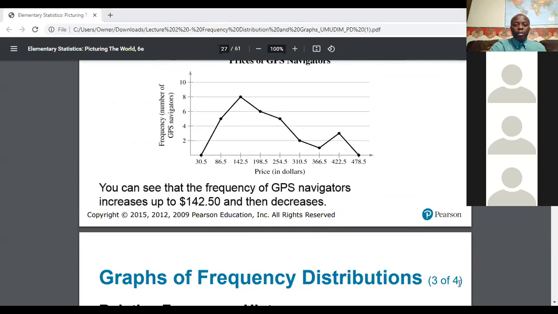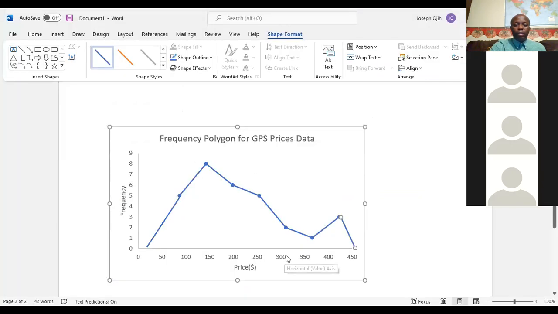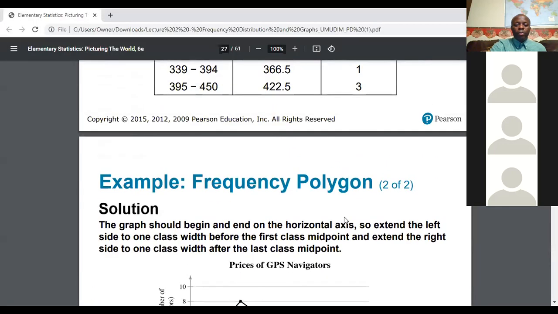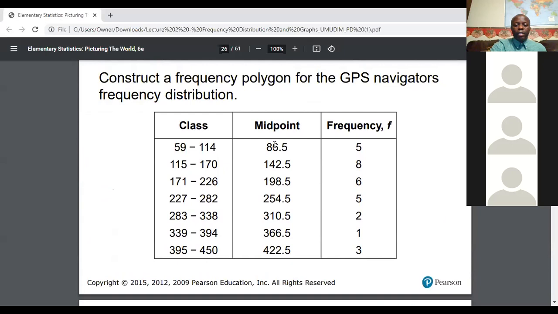Sorry, Professor, can I just cut you? The 30.5 that you used to close up, how did you get it? You subtract the class width from the class midpoint. See, this is 86.5.